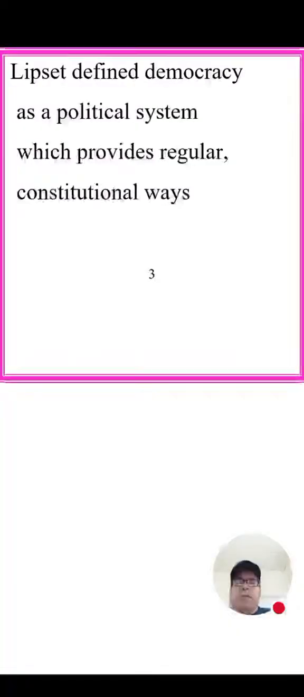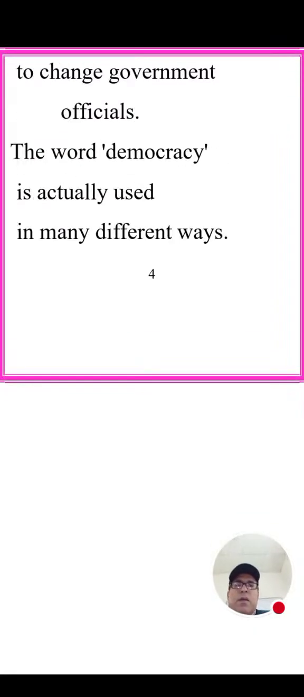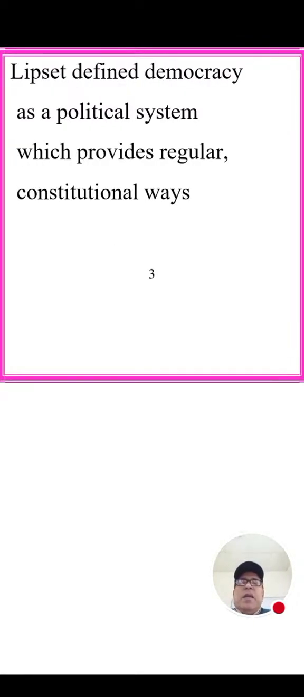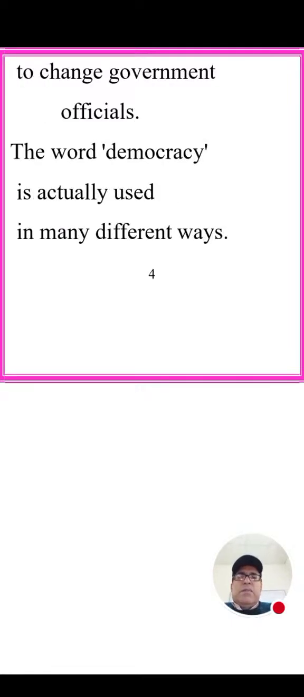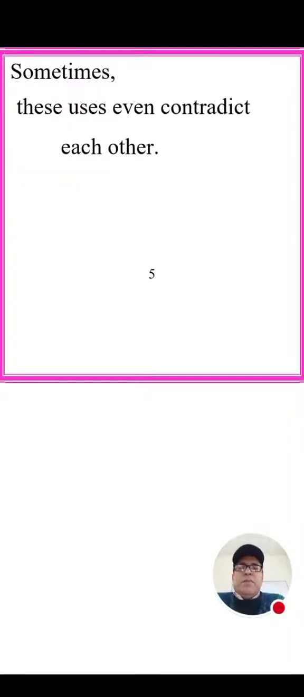Lipset is one of the scholars who has defined democracy, and he defines democracy as a political system which provides regular constitutional ways to change government officials. This is Lipset's definition of democracy. The word democracy is actually used in many different ways. Sometimes these uses even contradict each other.